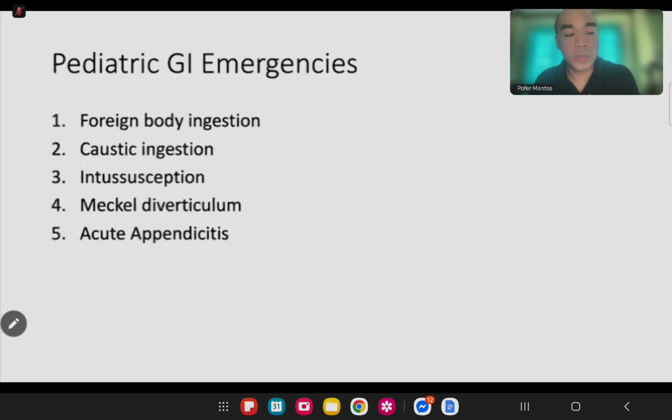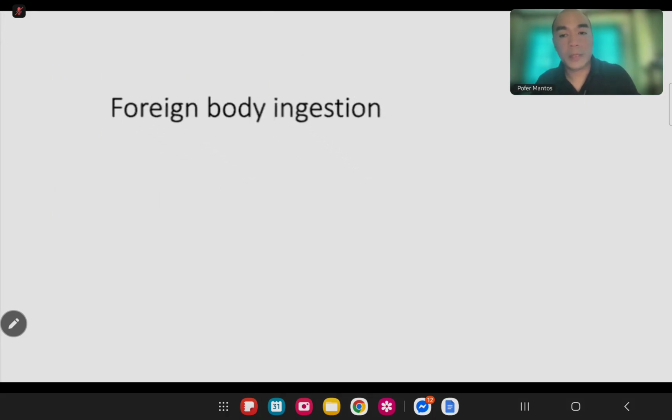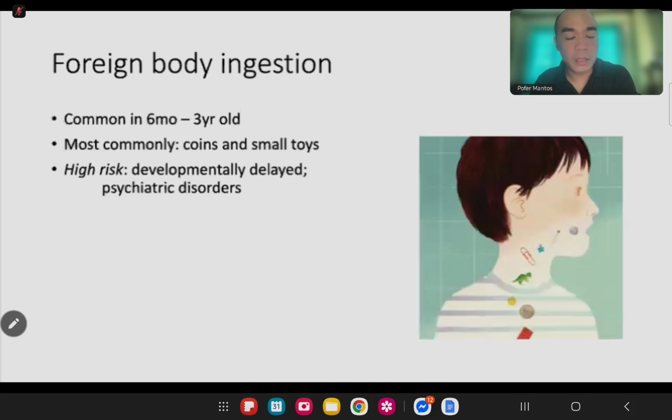So now let's go to pediatric emergencies. Gastrointestinal emergencies. So, foreign body ingestion. Very common in children, especially at around 6 months to 3 years of age, where these children tend to explore much. These are the most commonly ingested objects: coins, small toys.